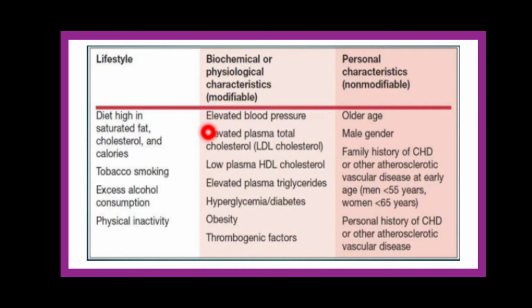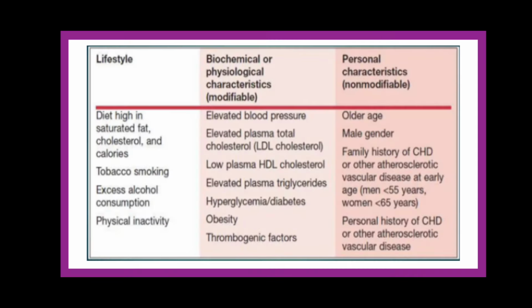Here we can see elevated blood pressure, and a diet high in saturated fat, cholesterol, calories. This eventually leads to an increase in LDL and a decrease in HDL, which is the good cholesterol, while LDL is the bad cholesterol, because of which there is eventually elevated blood pressure. So this we can control, but the risk increases with older age or male gender, which we cannot control. So this is non-modifiable. Then tobacco smoking and alcohol consumption lead to elevated plasma triglycerides and hyperglycemia.